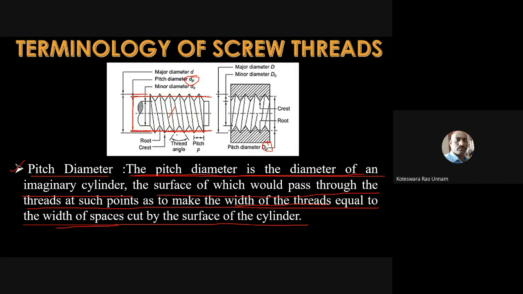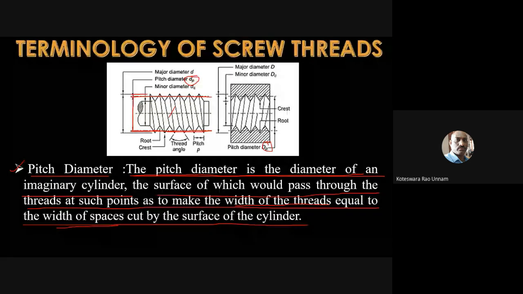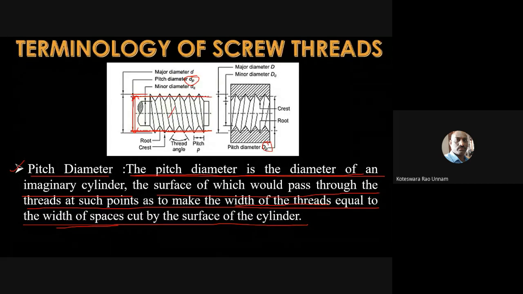Now the width of the thread, if I take this width of the thread, this is the one and this is the one, this is equal to the space made here. So if those two are equal, then the diameter of that imaginary cylinder we call the pitch circle diameter.